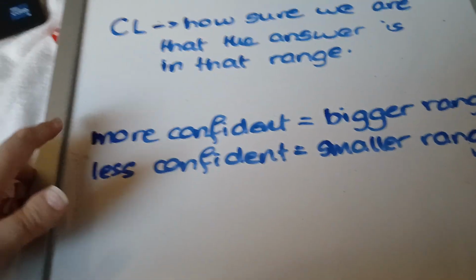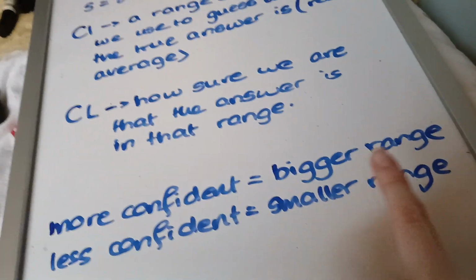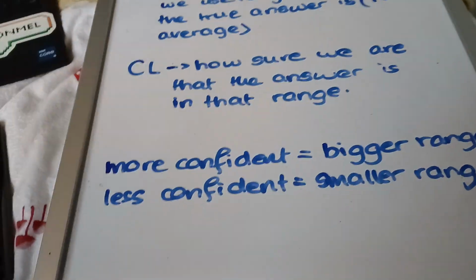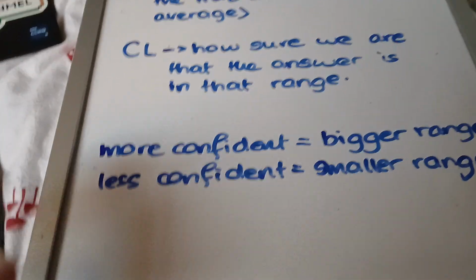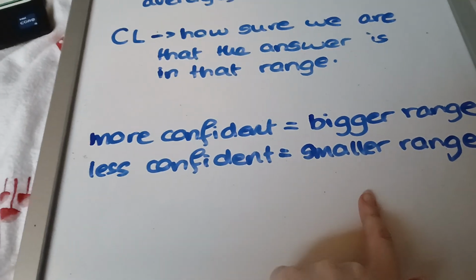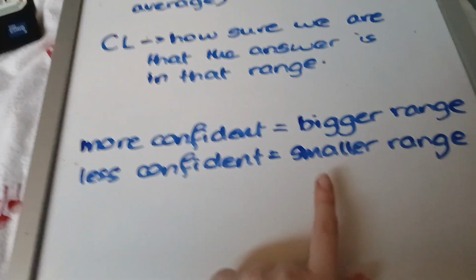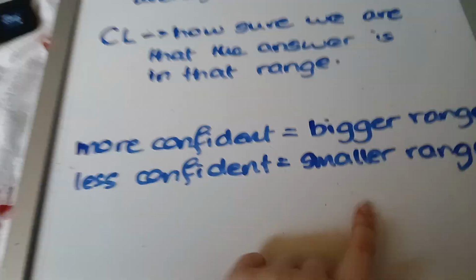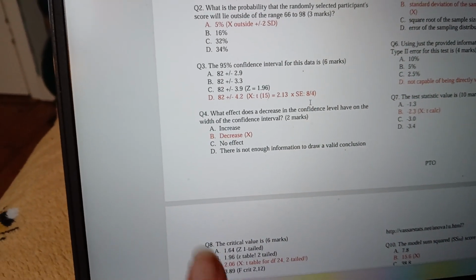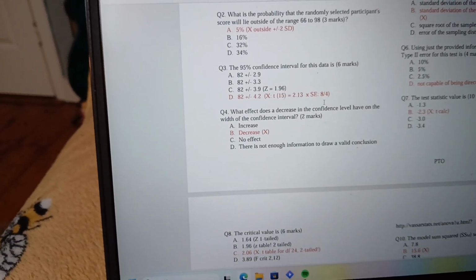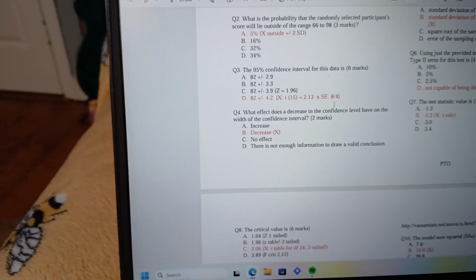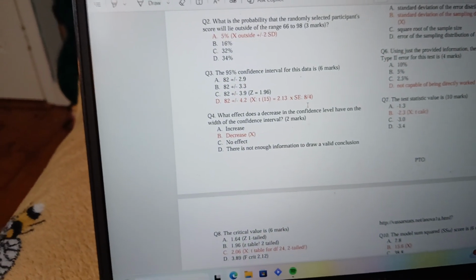If we are more confident, we have a bigger range, because obviously it's more likely that the true average is going to fall inside a bigger range. But if we are less confident, then we have a smaller range, because there's less numbers to choose from. So it's less likely that the answer is going to fall in a smaller range. That is why the answer in this question is decrease, because if we decrease how sure we are, then the confidence interval also decreases, because we are less likely to have the true average actually in that range, if that makes sense.